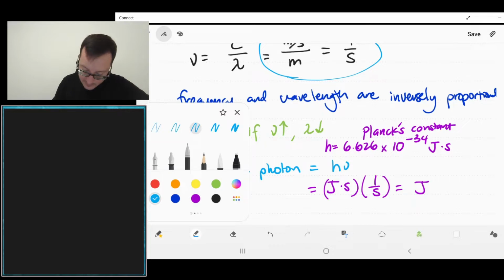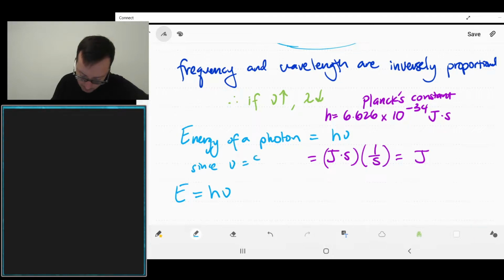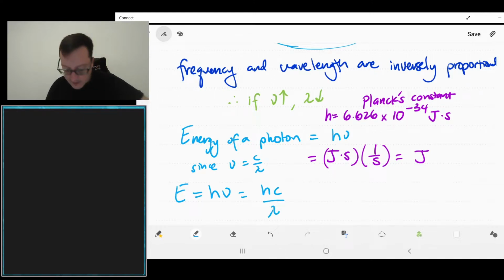We could also say, if we wanted, I'm going to just copy that equation. Since we know the frequency is c over lambda, we could also say that the energy is hc over lambda. And so we can relate the energy of a photon with its wavelength or its frequency.